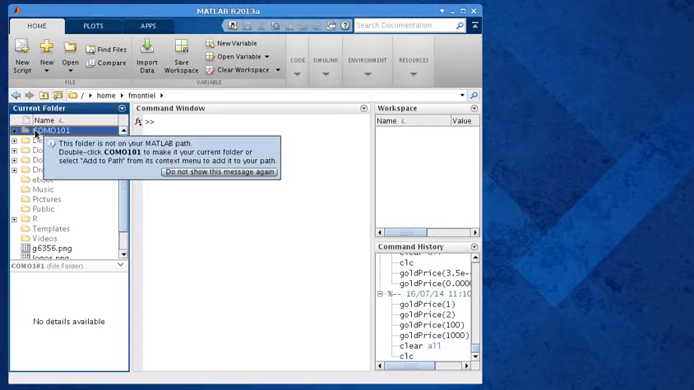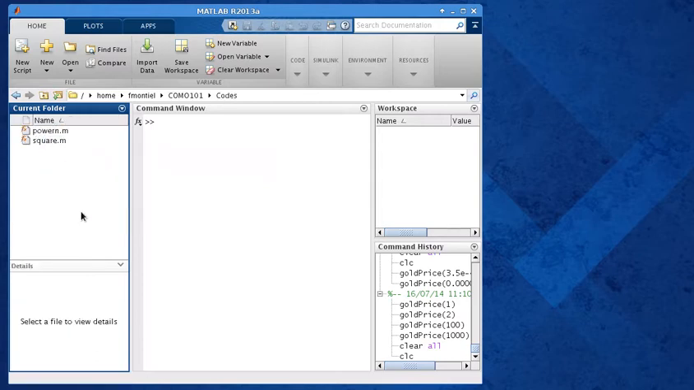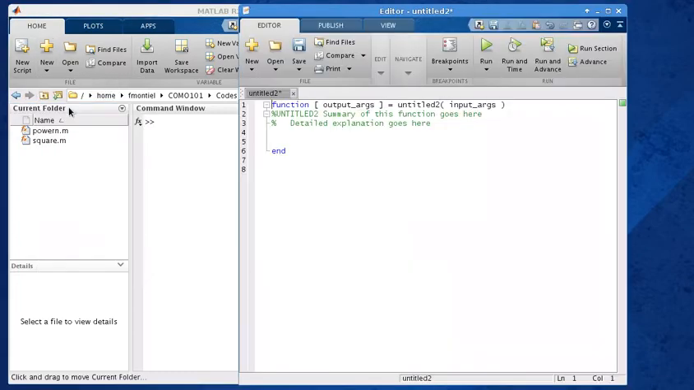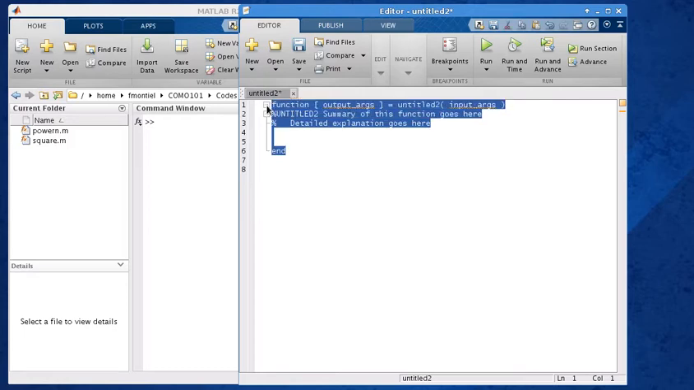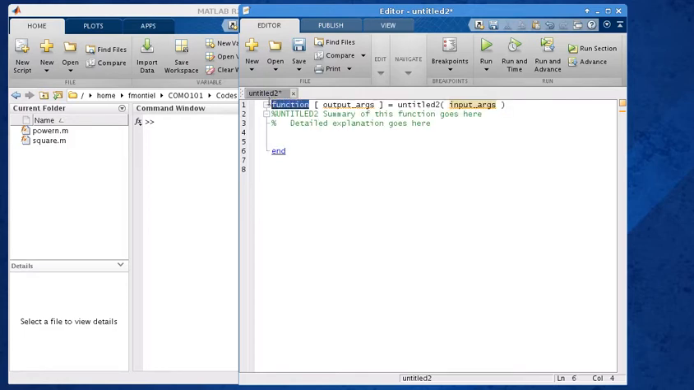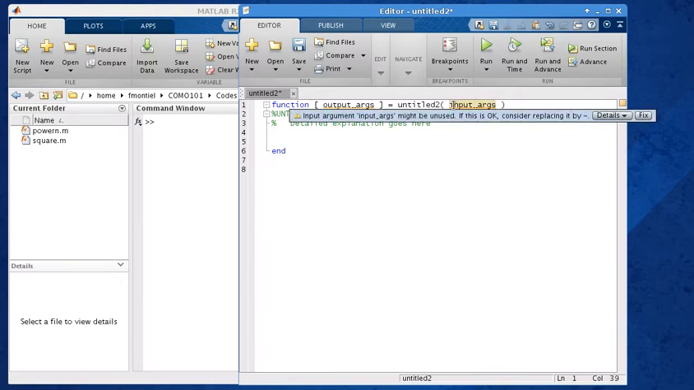We're going to go first to the right directory to create the function, 101 code, which is where I'm going to save all my functions, and I'm going to create a new function. We have the standard template for functions. The function keyword here must stay there because it indicates to MATLAB that it is in fact a function. And we have output arguments equals the name of the function with brackets for the input argument. It's the same format as y equals f of x for math functions.